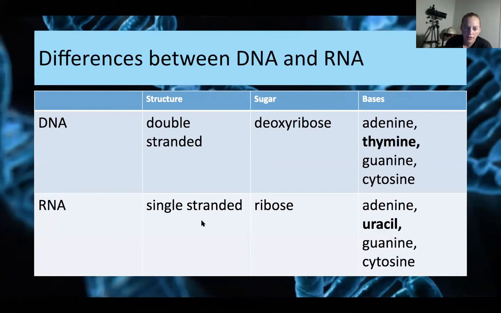DNA is double-stranded, whereas RNA is single-stranded. DNA uses deoxyribose sugar as the sugar in the nucleotide. So this would be the deoxyribose. If this were RNA, then this little pentose sugar would be ribose sugar. And your bases in DNA are A, T, G, and C. In RNA, we have A, U, G, and C. So difference here in which base is going to be used.